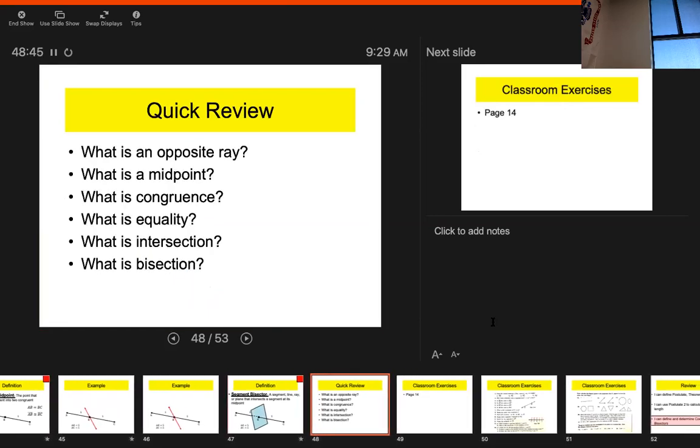All right. Opposite ray, remember that one? It starts at the same point and goes in the opposite direction. Midpoint, duh, right? It's in the middle. Congruency statement, 2 shapes that have the same shape and size. Equality just simply means that they have the same measurements. Intersection, that's 2 shapes that come together, right? Could be at a point. Remember, 2 planes intersect at a line. And bisection just means something that cuts something in half. That's kind of what we did. Now, we also did the segment addition postulate. We will use the segment addition postulate plenty of times this year.